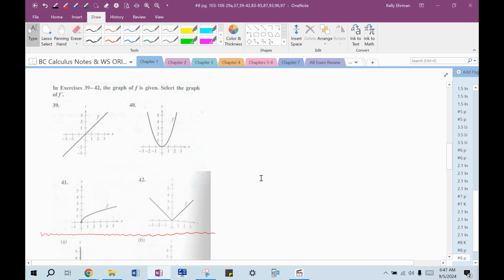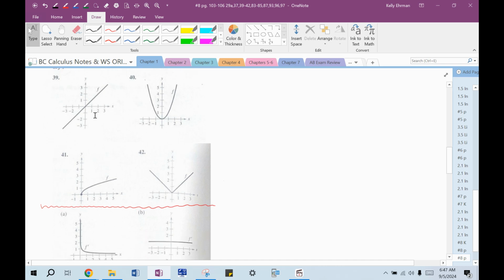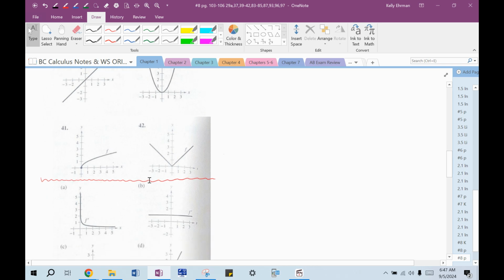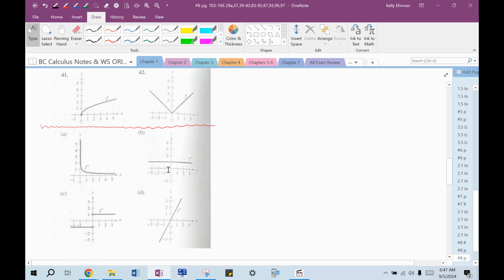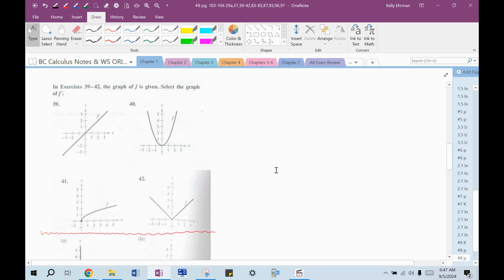All right, next part. The graph of f is given. Select the graph of f prime. So 39 through 42, I drew a line here. These are the graphs of f. If we were to figure out their derivative, their tangent slopes, and plot the tangent slopes, which graph would that look like? This could be kind of hard to wrap your brain around, but remember, derivative f prime is equal to the tangent slopes graph.